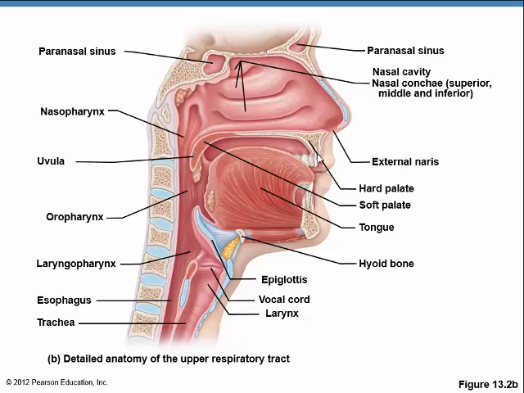The hard palate is the bony palate. The soft palate is a muscular partition, which ends in an extension called the uvula. That forms the dividing line between the nasal cavity above and the oral cavity below. The tongue is shown here for reference. At the base of the tongue sits the hyoid bone. The hyoid bone not only anchors the tongue, it also anchors the larynx.